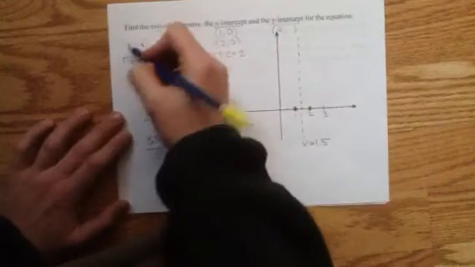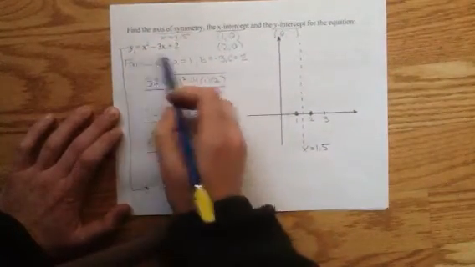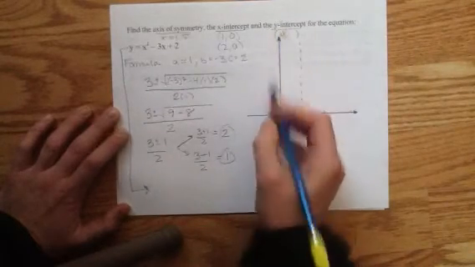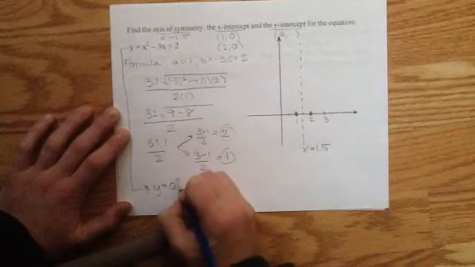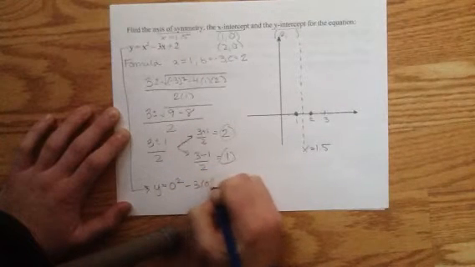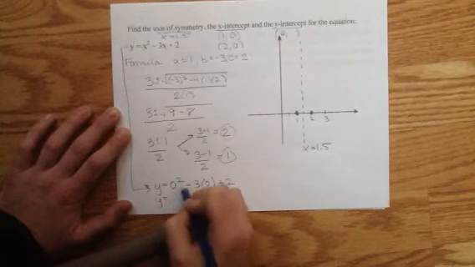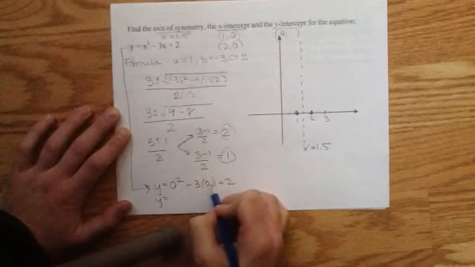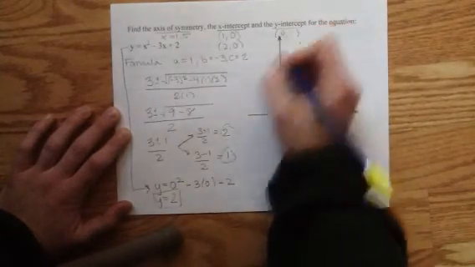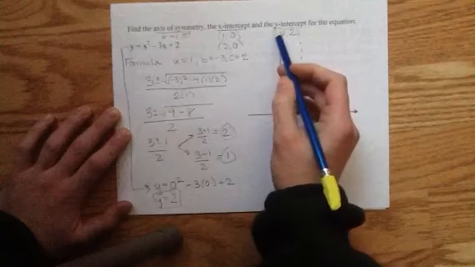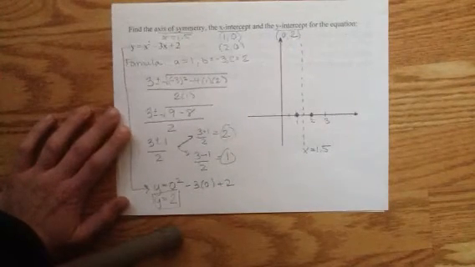If I know that x equals 0, I can use my equation and put in x is 0. So y equals, now I know x is 0, so I'll substitute 0 for x. So I get y equals 0 squared is 0, -3 times 0 is 0, so I get y equals 2, which would be a y-intercept of 0, 2.